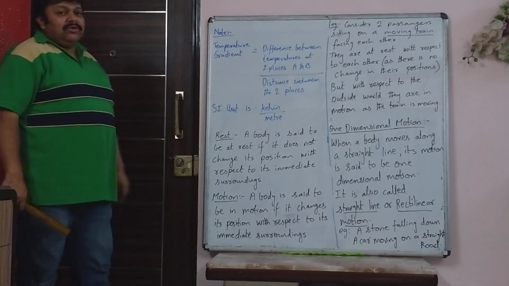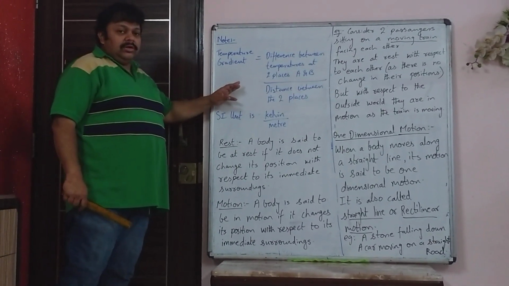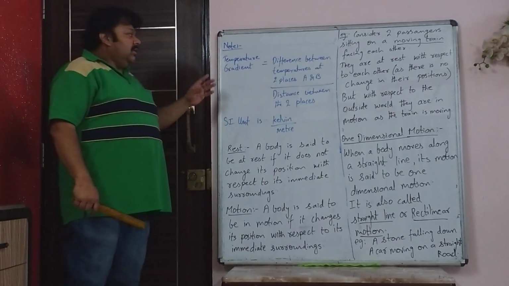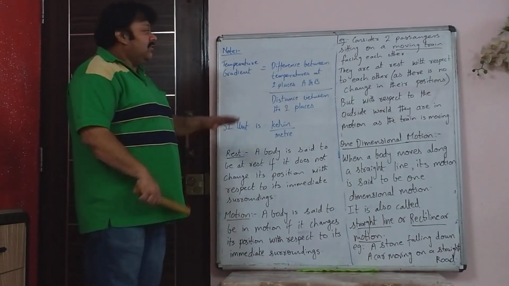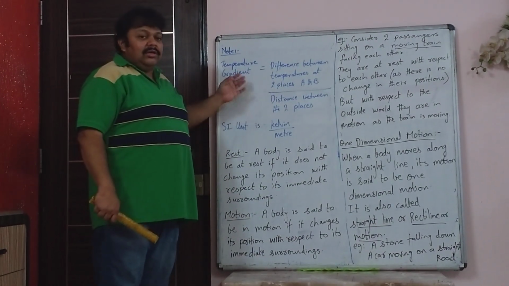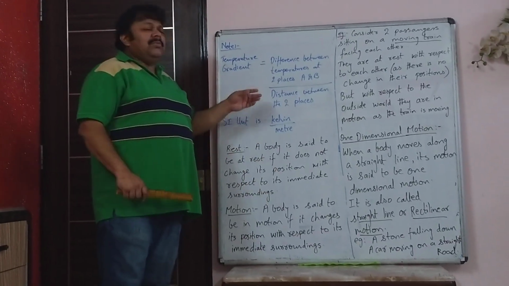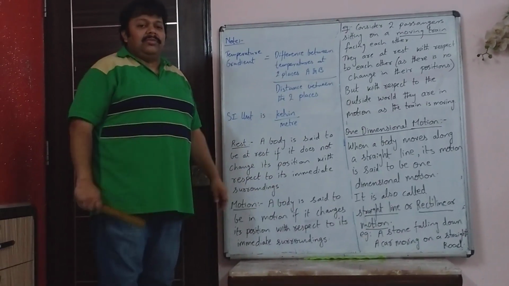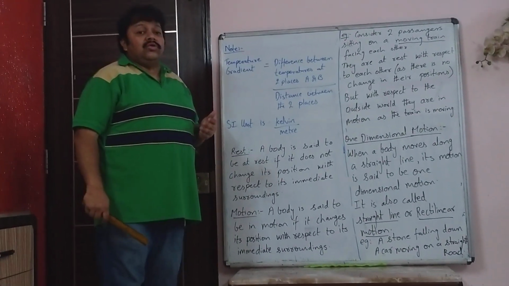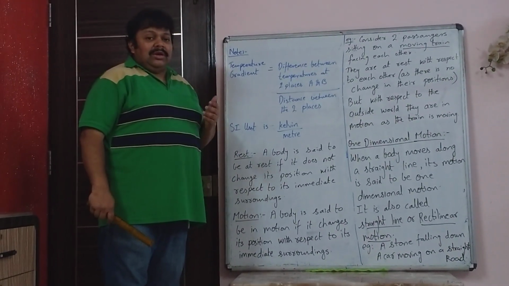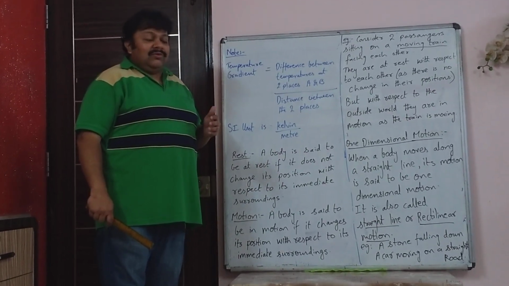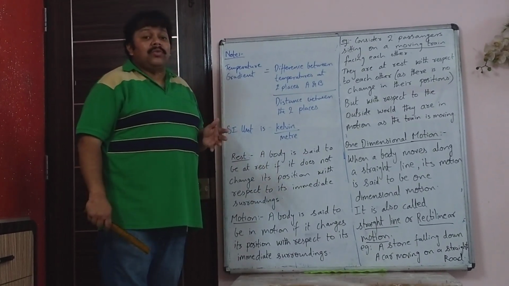So now temperature gradient, which is a vector quantity. Temperature is scalar, but temperature gradient is vector. Just for your knowledge, this is not there in your syllabus, but if they ask you what quantity it is, it is vector. It is basically the difference in temperature between two places upon the distance between the two places. For example, let's say the distance between Mumbai and Pune and the difference in temperature between Mumbai and Pune.